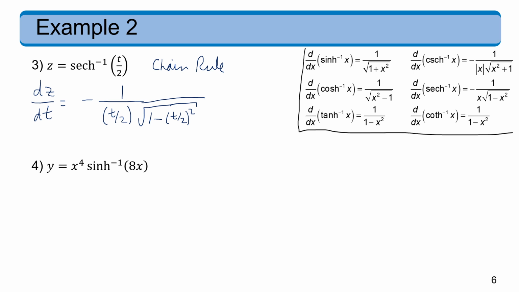Okay, so that's the derivative of the outer function. Now we multiply by the derivative of the inside part. So the derivative of t over 2, we could view that as 1/2 times t, and the derivative of a constant times t is just that constant. So we multiply by 1/2, which you could put in the numerator. So I'm going to get rid of this 1 and replace it with 1/2.